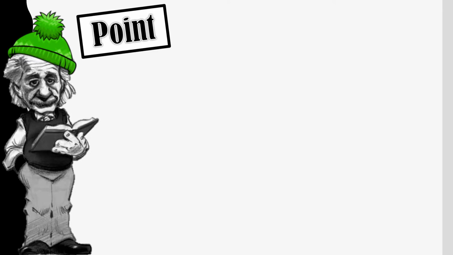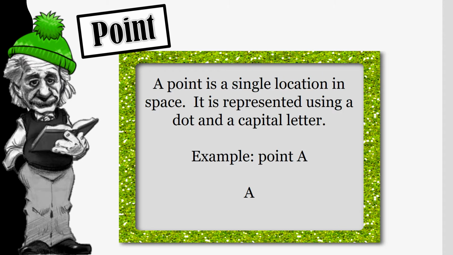Let's begin with a point. A point is a single location in space. It is represented using a dot and a capital letter. Here, for example, we see point A. Notice that it's a dot represented by the capital letter A. That's why we call it point A.